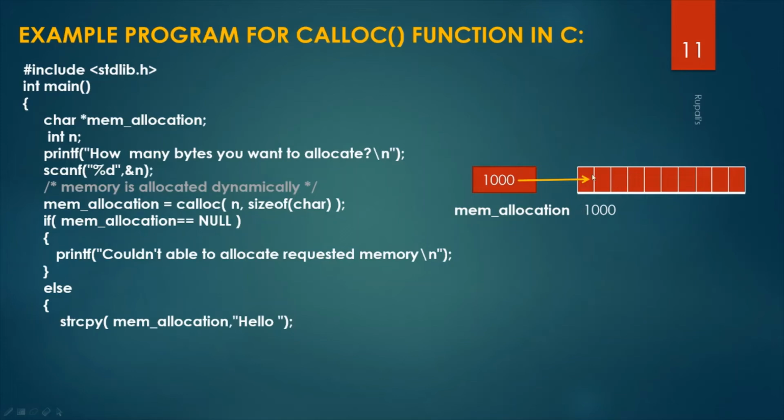By the address, what is the address? It is 1000. Where is 1000 stored? It is in mem allocation. So through mem allocation we can access this location.